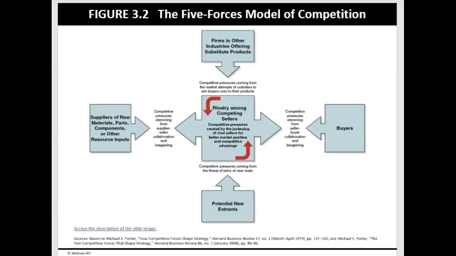Now, the 5 forces framework then comes to bear, right? And you see it here and also in the book in figure 3.2, because this holds that competitive pressures on the industry are impacting the development of the competition, right? You have new entrants that could come into the market.